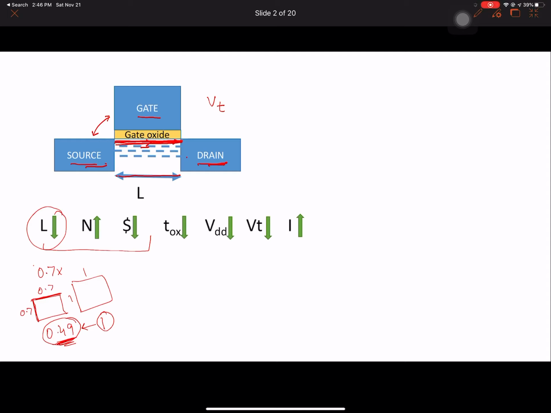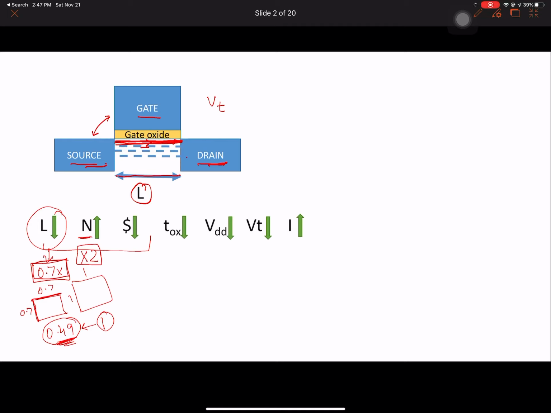What that means is, in the same area, now we will have 2 times as many transistors as we had before. So while this factor is 0.7x, n, which is the number of transistors, doubles. So that's why we say every 2 years your transistors double, as long as you can achieve this.